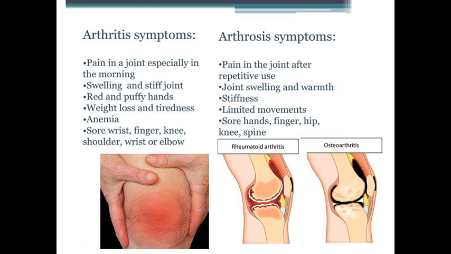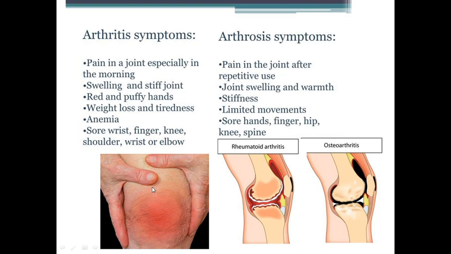At the end of our lecture, I'd like to remind you of the differences between arthritis and arthrosis. As you mentioned before, arthritis is an inflammatory syndrome, and arthrosis is a non-inflammatory syndrome. Pain in a joint in arthritis is especially in the morning, early morning and night. Pain in arthrosis occurs in the joint after repetitive use, at the end of the day, for example, the more overloading of the joint, and after overloading, pain forms.